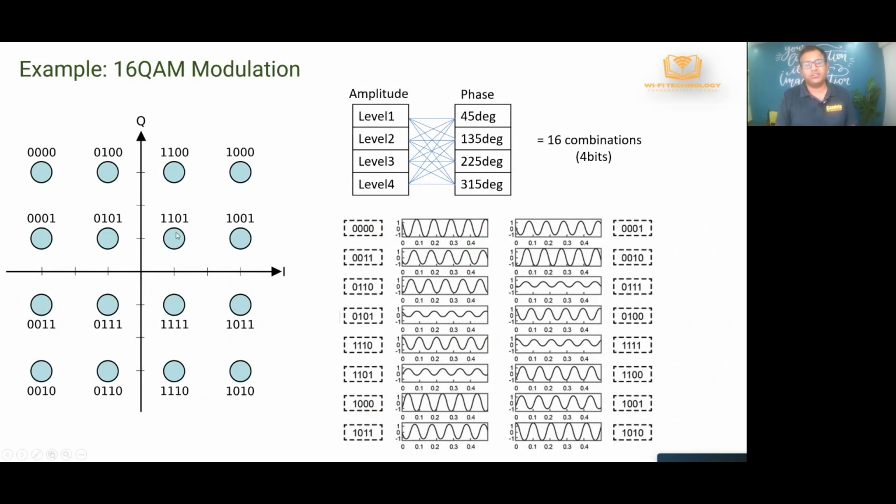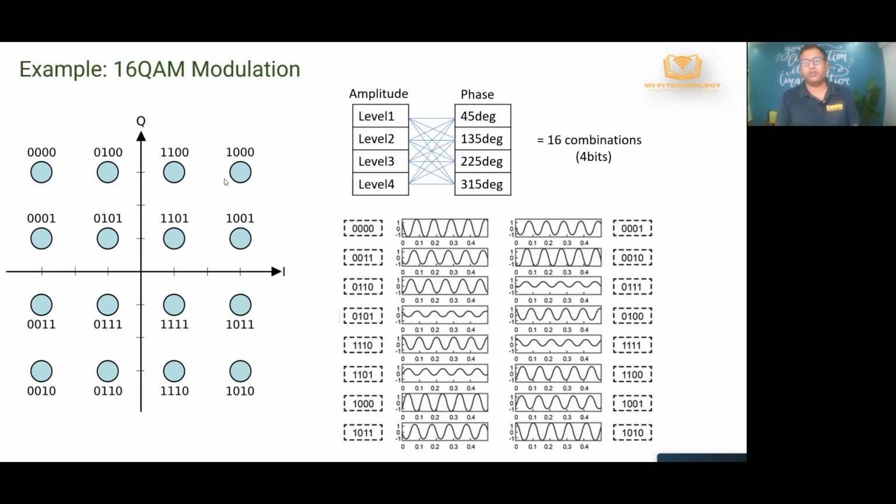So 16 QAM is basically 16 combinations. Again, 2 to the 4 is 16, so you can send 4 bits of information. So how do you do the 16 QAM? Now you're actually not just doing phase shift, you're also changing the amplitude. So now you get into the QAM space. So QAM, or quadrature amplitude modulation, is shifting both amplitude and phase.